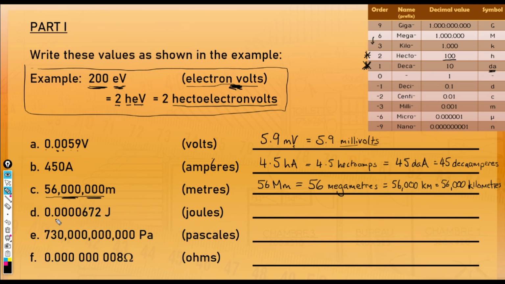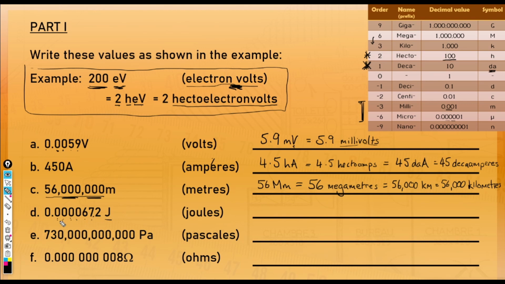So moving on to D, 0.0000672. So this is joules. Joules is the unit of energy. And if we look now, we've got 4 zeros before the first non-zero digit, and that doesn't correspond to any of our orders of magnitude. Here we've got milli, which is 2 zeros, and then micro, which is 5 zeros. So if there were 5 zeros, 1, 2, 3, 4, 5, and then the 1, this would be where we put our decimal point for micro, which is probably the best one to use.